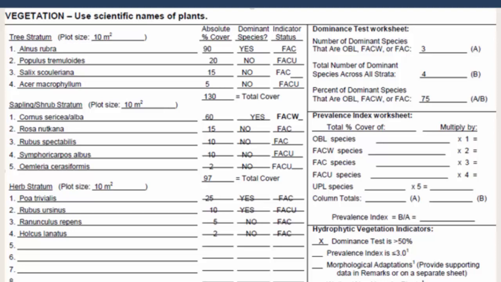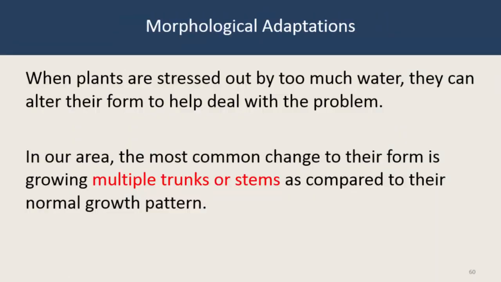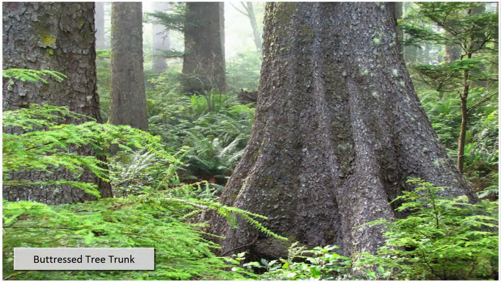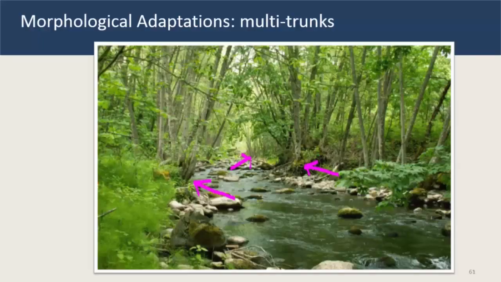If this vegetation indicator fails as well, then you can consider whether there is evidence that the plants are adapting to wet conditions through morphological adaptations. Some plants can make adjustments to their bodies to deal with wet conditions. This adjustment is called a morphologic adaptation. Growing multiple trunks or stems when they typically only have one trunk or stem can be a sign of this type of adjustment in a plant. The plants are creating more surface area to take in oxygen from the air rather than from their roots. You can see the multiple trunks of alder trees that are adjacent to the water. Alders usually only have one single main trunk.